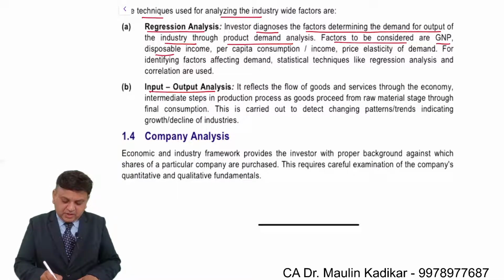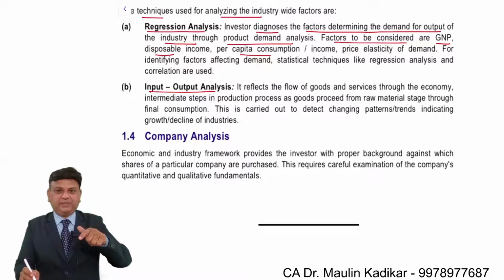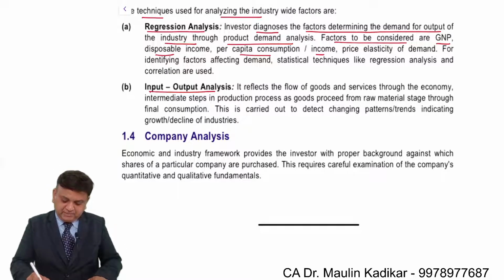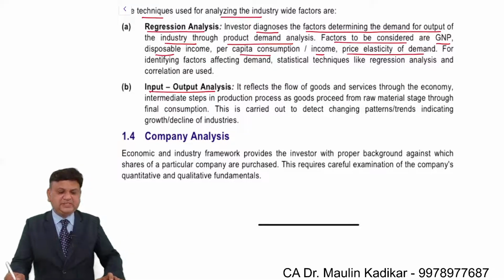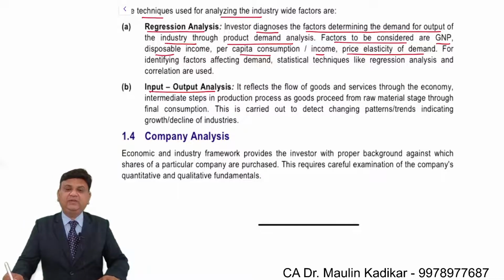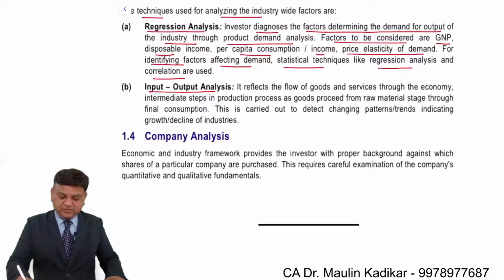Disposable income, per capita consumption. Okay, per capita consumption. That is overall what is the consumption and per capita consumption. Income, price elasticity of demand. That is again the economic concept which says what will be the percentage change in the demand for every 1% change in the price. To identify factors affecting the demand, statistical techniques like regression analysis and correlation are used. That is R square.